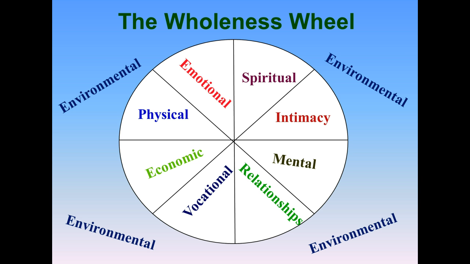I call this model the Wholeness Wheel, and you see it depicted here on the screen, and it consists of several different areas. So for example, there's an emotional area, spiritual area, intimacy area, mental area, relationships area, vocational area, economic area, physical area. And then you see outside this wheel the word environmental, which surrounds the wheel.